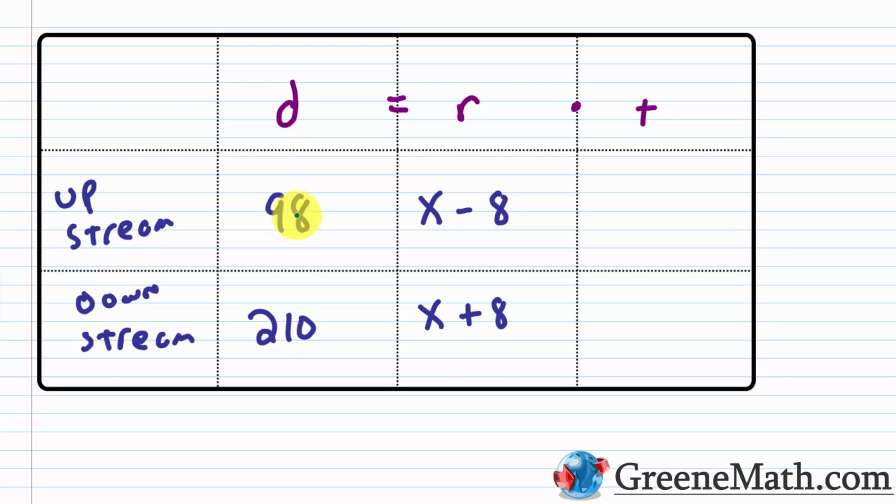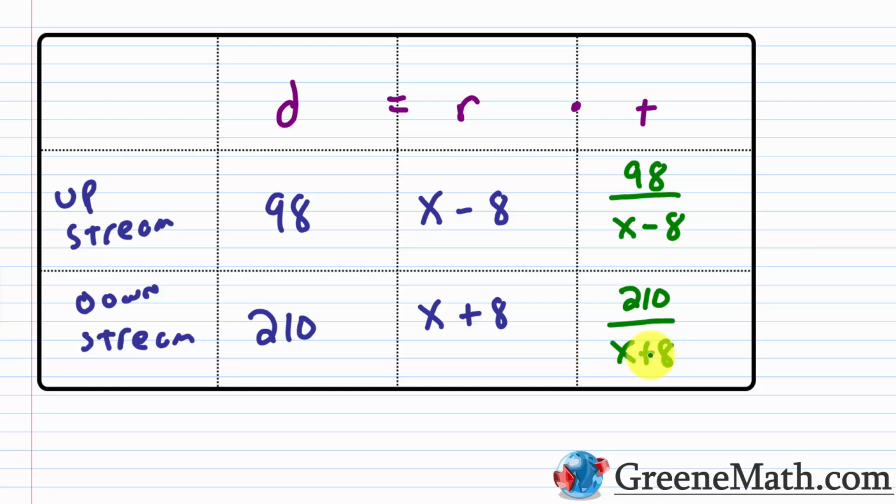So for upstream, my distance is 98 and my rate is x minus 8. So the time, again, is distance divided by rate. So it's going to be 98 divided by x minus 8. For downstream, again, my distance is 210 and my rate is x plus 8. So my time for downstream will be 210 over x plus 8.